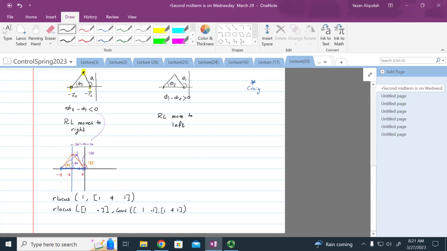Of course, this is negative. This is negative 40 minus the 20.